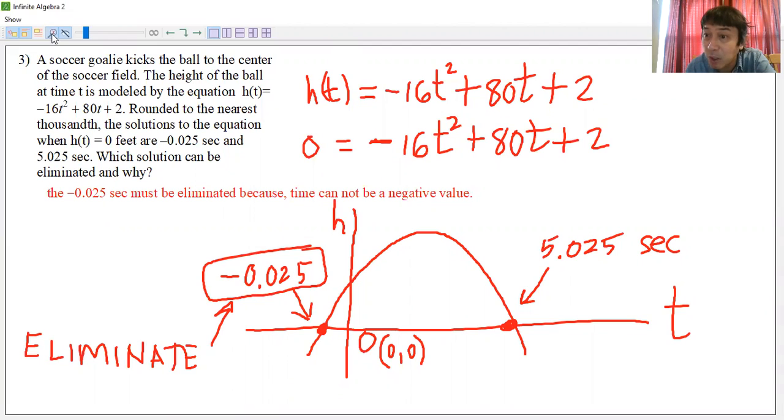We can see the statement there. From the computer's database answer, the negative 0.025 seconds must be eliminated because time cannot be a negative value. Exactly what we discussed a while ago. So just remember, the negative time is not the answer. It must be the positive. All right, let's continue with the fourth question. Let me clear the screen.